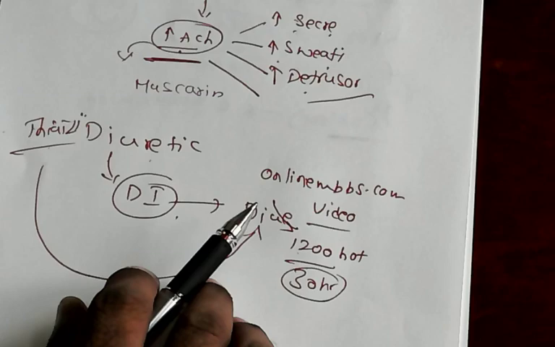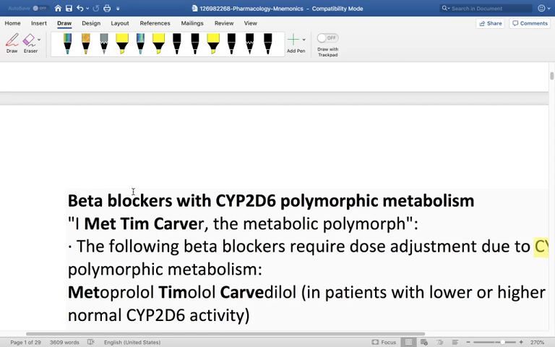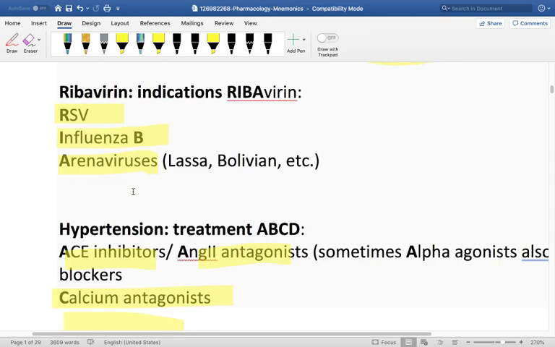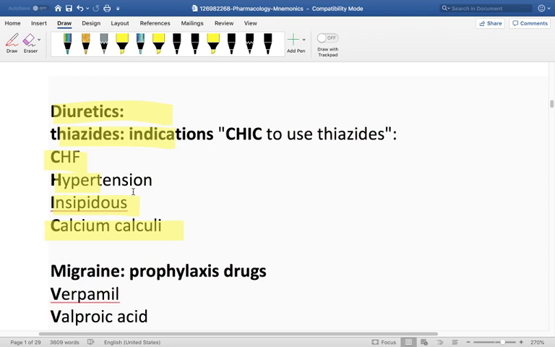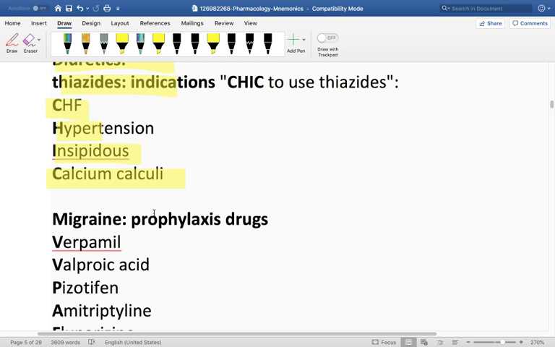Now let's quickly go to the story of what are the important indications for the thiazide diuretics. You should be quite sure about it. CHF, hypertension, diabetes insipidus, calcium calculi is what you need to remember. Why calcium calculi? That is one important point you should understand.